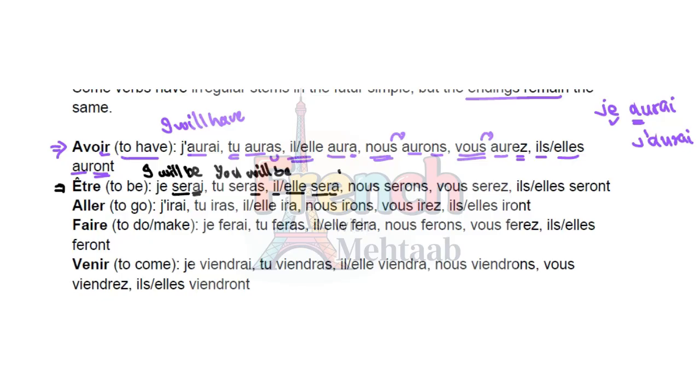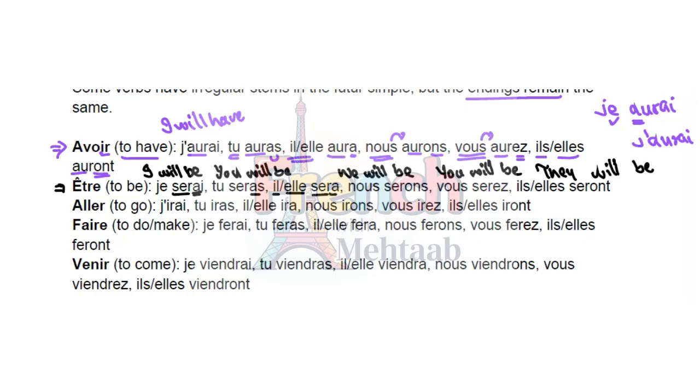If you want to say we will be, then nous serons. For saying that you will be, it will be vous serez. And if you want to say that they will be, we would say ils seront, elles seront.